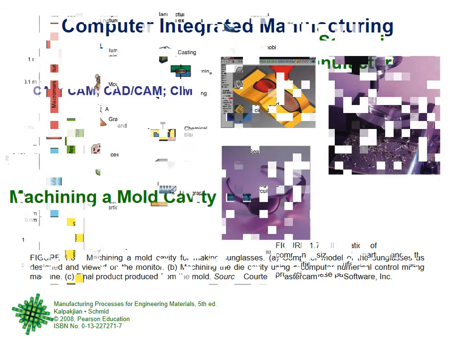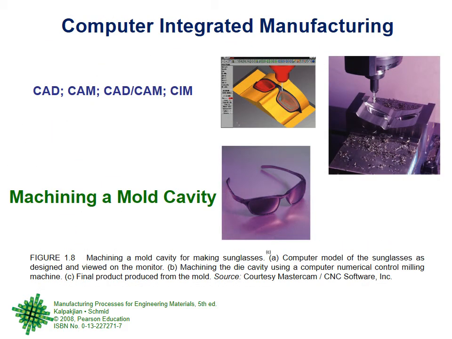So think about it. Computer integrated manufacturing, CIM. What is it? What is computer aided design, CAD? What is computer aided manufacturing, CAM? What is CAD CAM? What is CIM? Example, machining a mold cavity, but by all these methods and so on. So quickly try to find out.